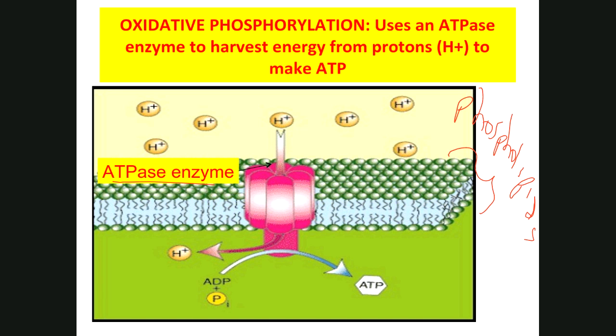So remember, to make ATP, we need energy. So the question here is, where is the energy coming from to force a phosphate onto an ADP to make ATP? Well, in this case, the energy is coming from hydrogen ions.